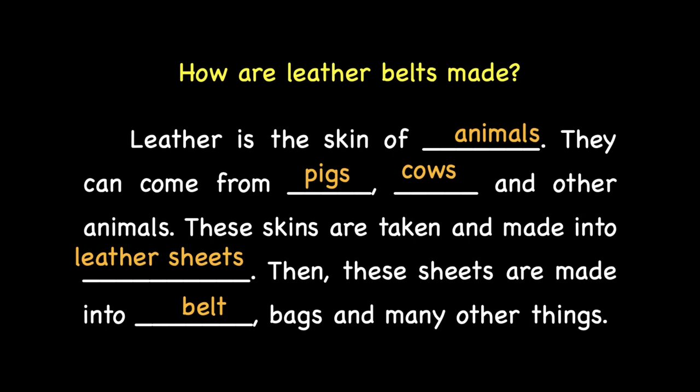How are leather belts made? Leather is the skin of animals. They can come from pigs, cows, and other animals. These skins are taken and made into leather sheets. Then, these sheets are made into belt, bags, and many other things.